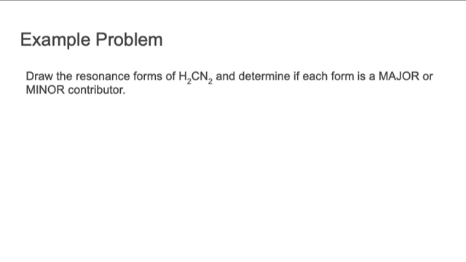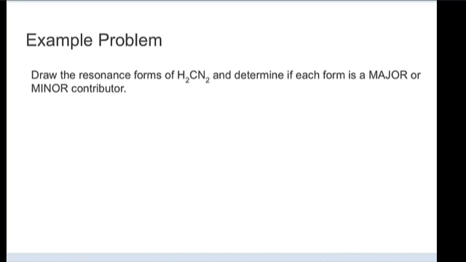A good example problem for you to solve on your own. Pause the video, see if you can come up with resonance contributors for H2CN2. Okay, so cyanamide, that's what this compound is. We've got a carbon with 2 hydrogens on it, bound to a nitrogen, which is also bound to a nitrogen. So I might start this structure something like this, giving my terminal nitrogen an octet.